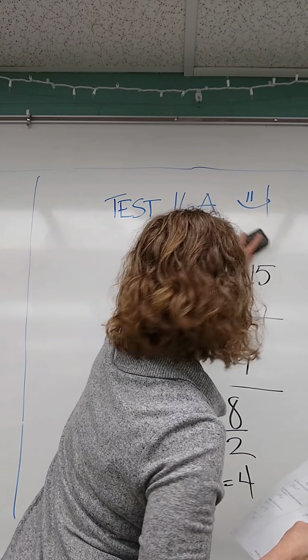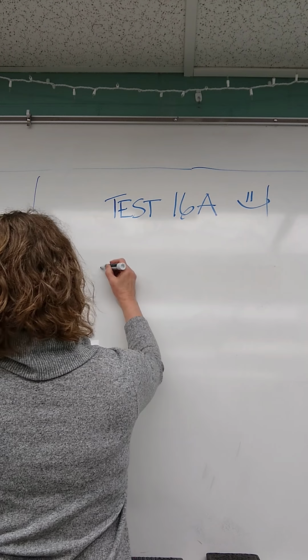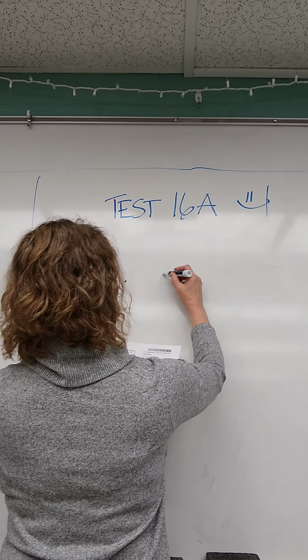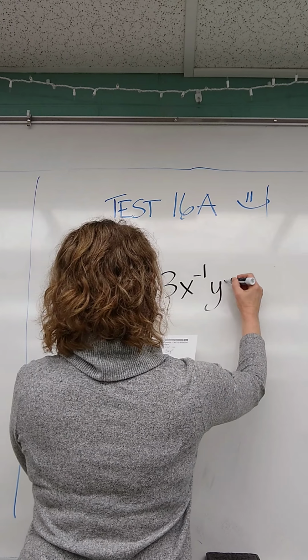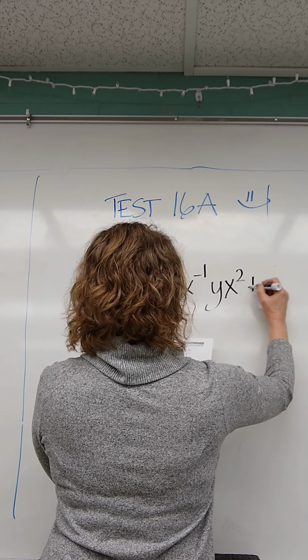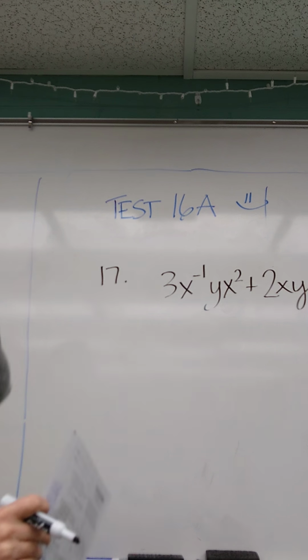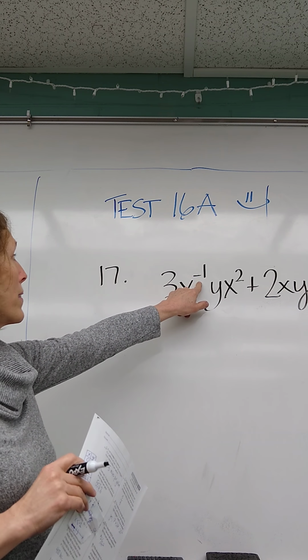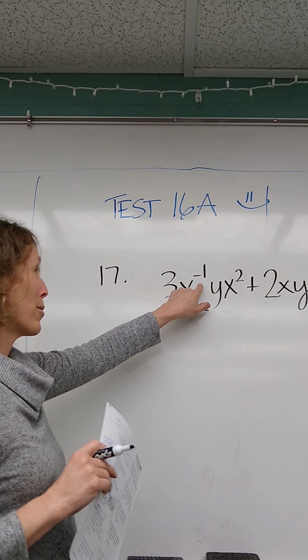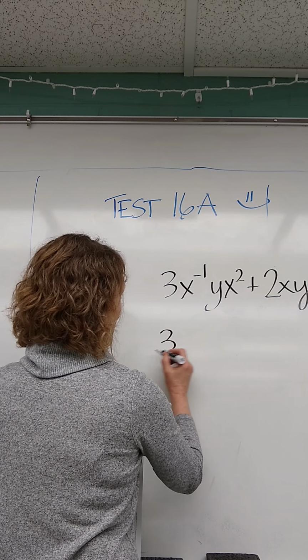Number 17 is next. Now this one also looks kind of scary. We have 3x to the negative first power, yx squared plus 2xy. Okay, so for somebody not studying math right now, they might be like, I have no idea. Remember, the most important thing about this is when you have a negative exponent, the way to make it positive is to move it to the bottom.